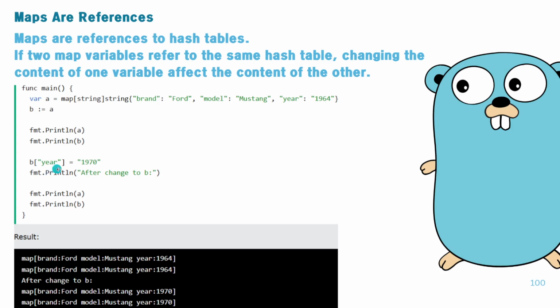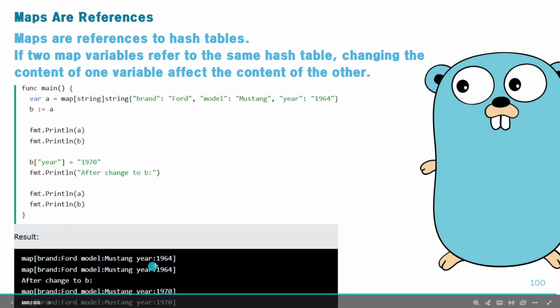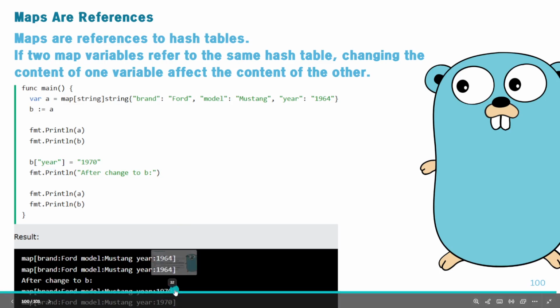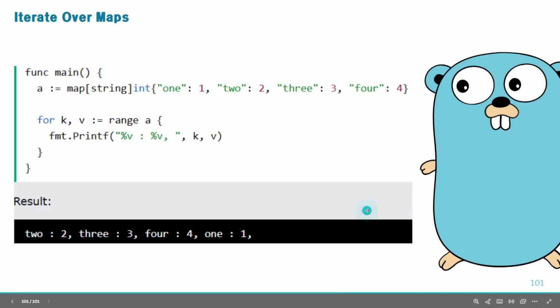Now when we make changes in b, initially the year was 1964, and we are updating the value in b to 1970. If we print the maps again, initially both had the same values, and even after the change both have the same values. Even though we have made changes only for b and not for a, the changes are there in a also.